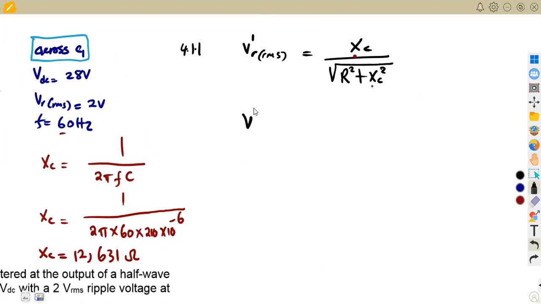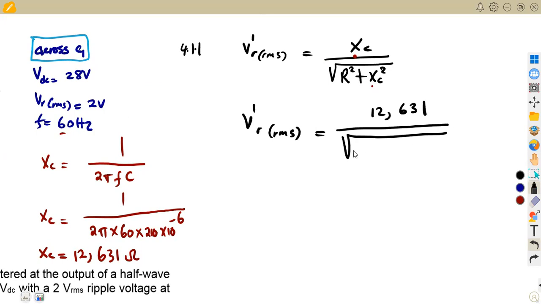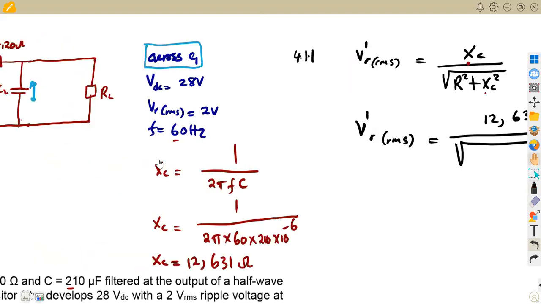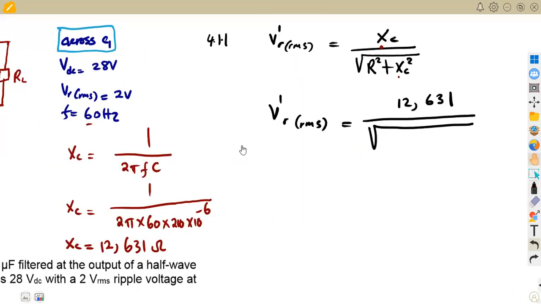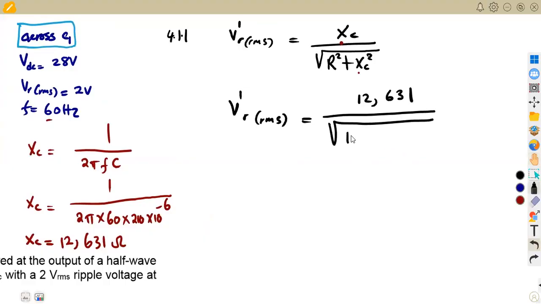So our output ripple RMS voltage is going to be given as XC, which is 12.631, over the square root of R squared. Remember, our resistance is 120 ohms. As you see, it's all about the formulas that are required. That's why I'm bringing you back to your textbook so that you can see where exactly you are supposed to be revising along. So that's it, guys. You're going to have your output voltage in this case.